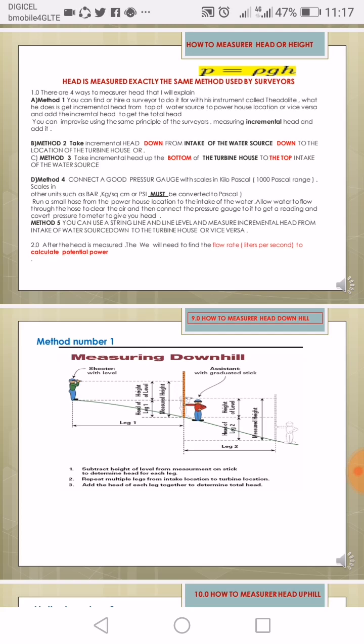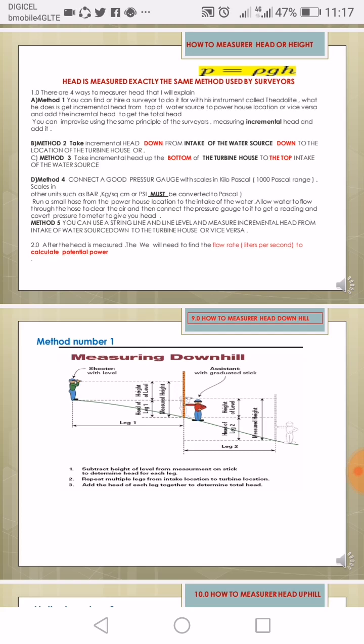Okay, method 3, same thing as the top one, but you measure from the bottom of the turbine to the top of the intake water source, in reverse. Method 2, number 3, and 4, you connect this line.